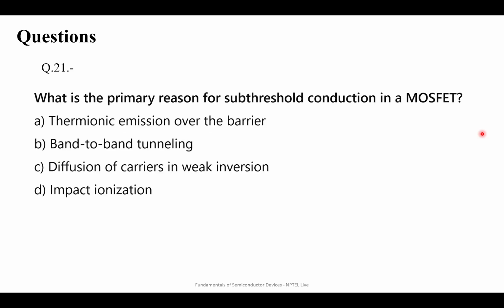So next question, which I meant to show earlier. What is the primary reason for subthreshold conduction in a MOSFET? Thermionic emission over the barrier, band-to-band tunneling, diffusion of carriers in weak inversion, or impact ionization? Sir, option C, sir. Yes, the answer would be diffusion of carriers in weak inversion.